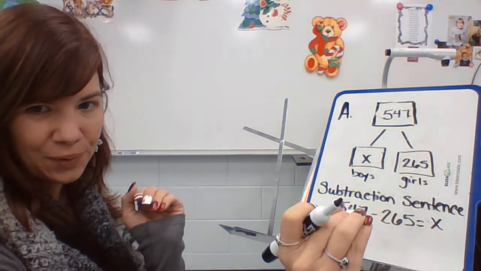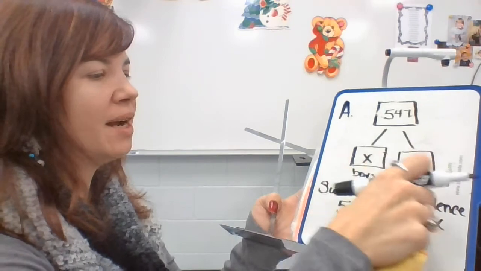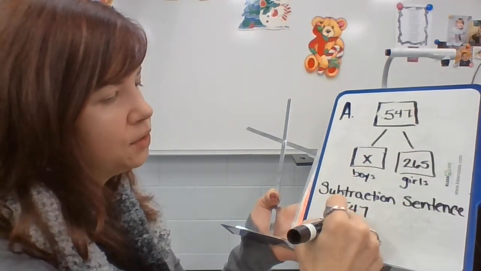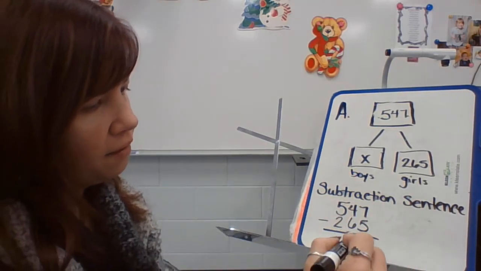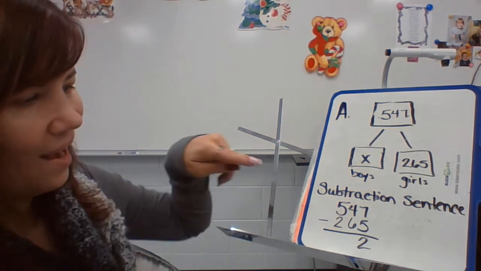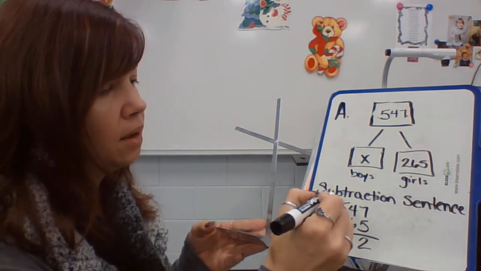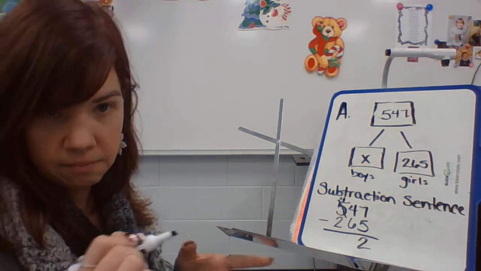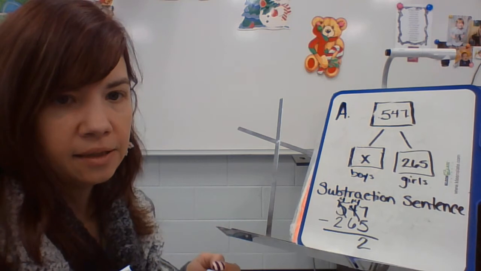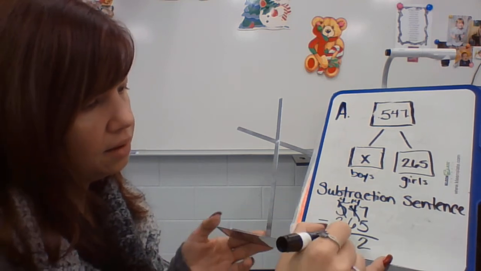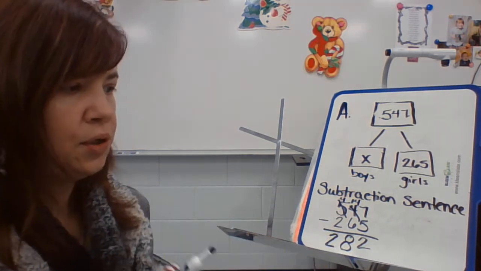Now, I don't like this horizontal stuff. I like the vertical. So I'm going to write mine just a little different so that I can solve it. Minus 265. I like mine going straight up and down. 7 minus 5 is 2. I can't take 4 minus 6 because 6 is bigger. It's on the bottom. So I have to regroup. I take 1 from there. I borrow. That becomes a 4. And now that becomes a 14. 14 minus 6 is 8. And 4 minus 2 is 2.